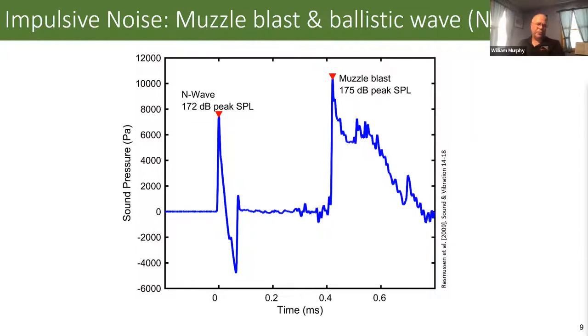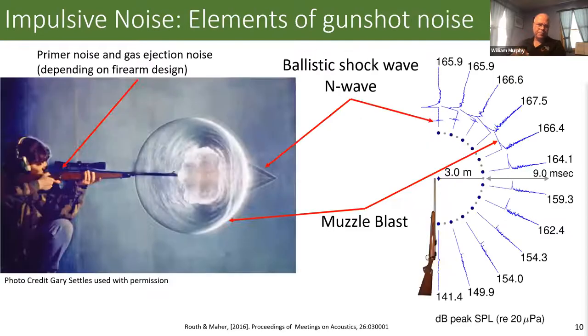What is of interest is that these two noises can be of similar level. If you were downrange from somebody shooting, maybe providing cover fire for somebody, or a police officer or some such, it's possible for that N wave to be much louder than the muzzle blast if you're far enough away from the muzzle. The muzzle blast is going to fall off as one over the distance, 6 decibels per doubling of distance. But the N wave falls off differently because it's produced by the bullet as it moves. Let's move to the next slide.